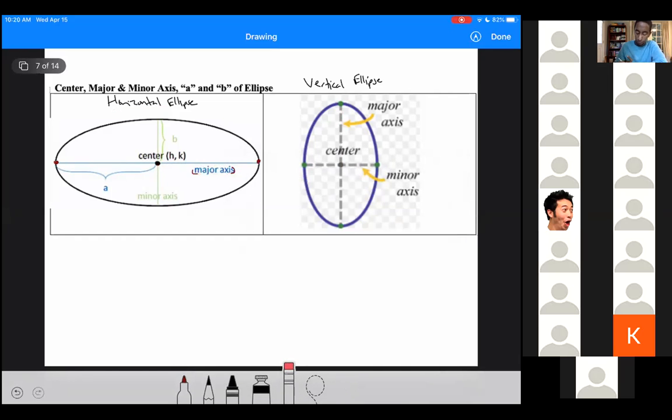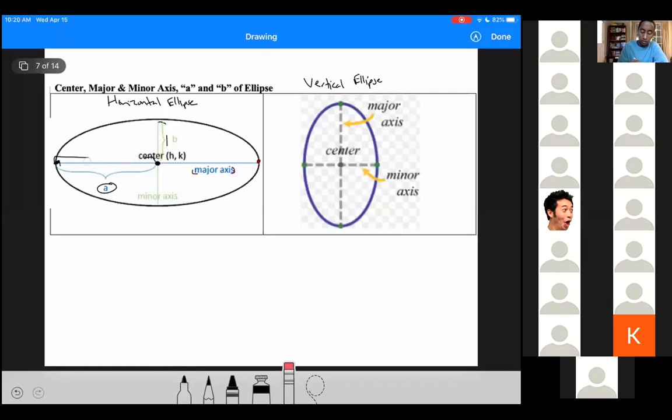Then we have the A. So the A is basically half of the major axis. So it is the distance from one end of the major axis to the center. That is the A. Okay. A is always going to be half of the major axis. The B is half of the minor axis. So it's the distance from the edge to the center on that shorter half. Okay.